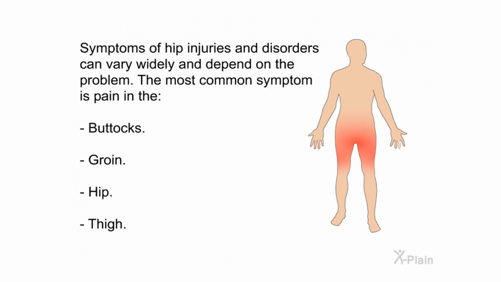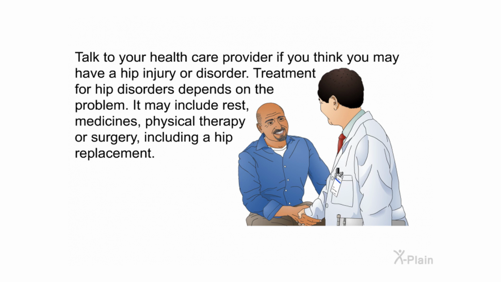Symptoms of hip injuries and disorders can vary widely and depend on the problem. The most common symptom is pain in the buttocks, groin, hip, or thigh. Talk to your healthcare provider if you think you may have a hip injury or disorder. Treatment for hip disorders depends on the problem. It may include rest, medicines, physical therapy, or surgery, including a hip replacement.